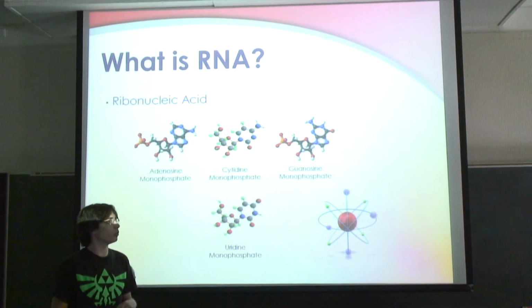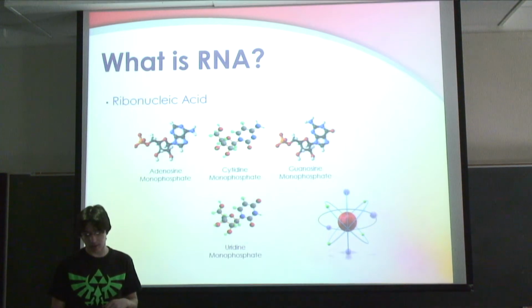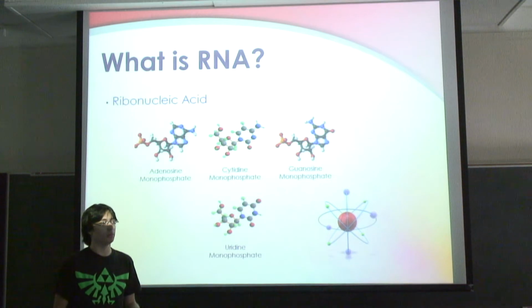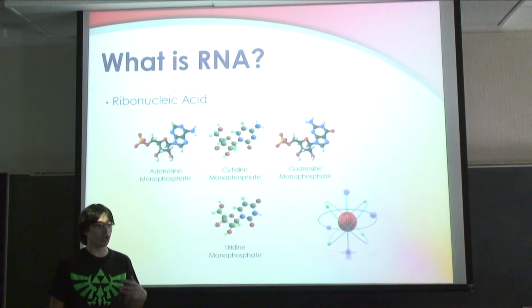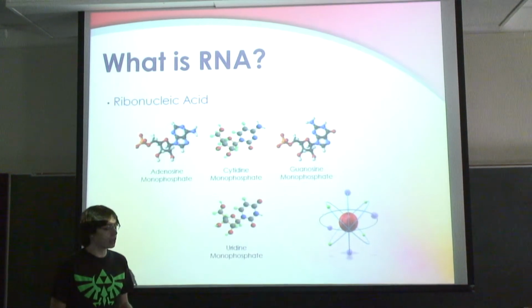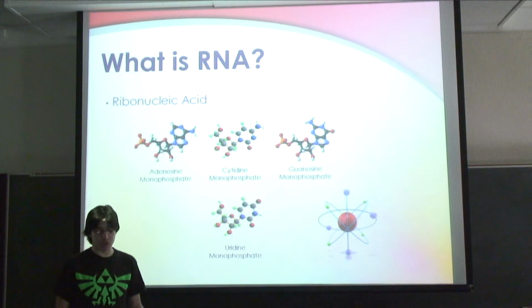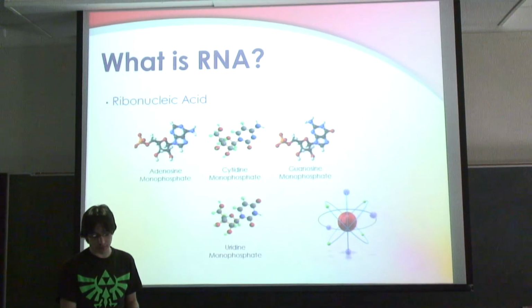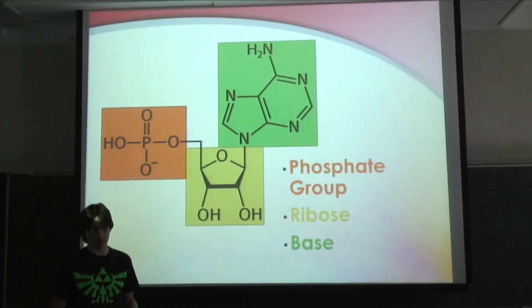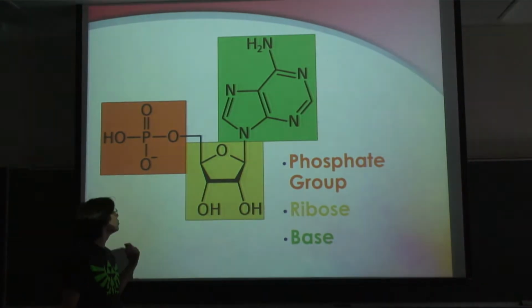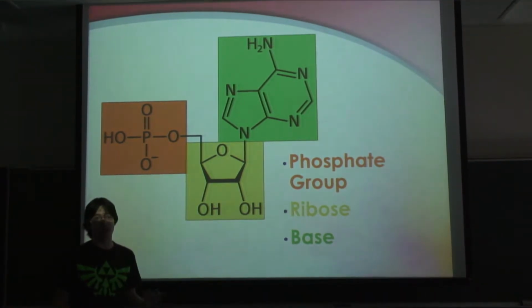Uracil is kind of weird because it replaces thymine, which is actually found in DNA, and I don't know if there's really conclusive knowledge as to why that is. But the structure of the molecules are all the same, where you'll have a phosphate group, which you can see in orange, a ribose, which is a sugar, and your base, which is any of those 4 different chemical compounds.